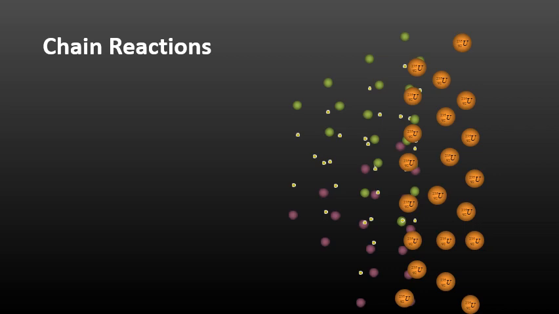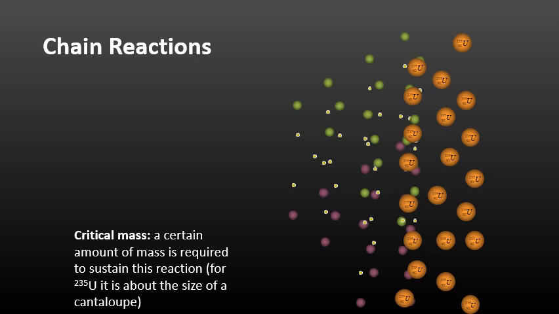As the reaction goes, it makes more and more of the fission reactions. And eventually, if we have enough of the element, called the critical mass, it's self-sustaining, meaning there are enough uranium atoms around that the neutrons that are produced can make more and more. For uranium-235, it's the size of a cantaloupe.